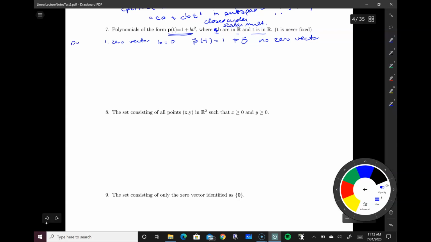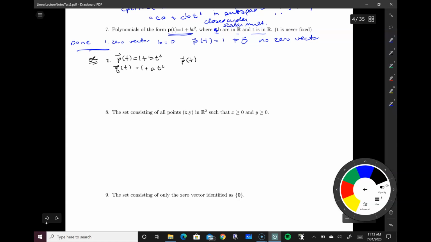So I could be done. I could just do that and be done. Okay, I'm just going to continue on to show you what you also could do. So let's see if I take p of t, 1 plus bt squared, and q of t, 1 plus at squared, and add them together.